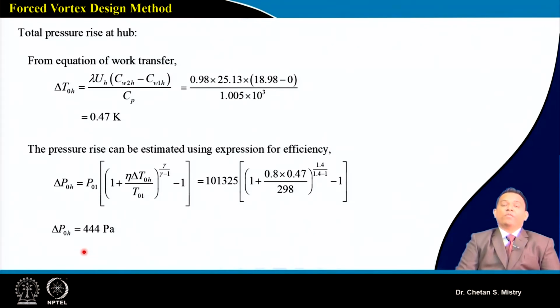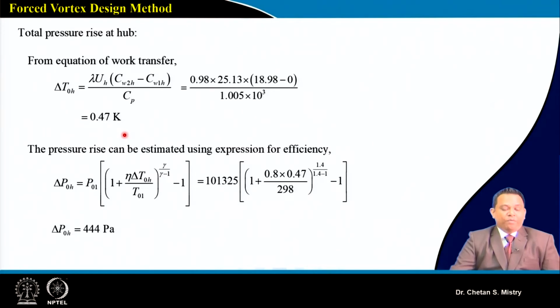Now the next parameter is very important in this method. We have seen our work is varying throughout my span, because it is changing with r square. So in order to take care of that, we need to calculate my delta T0 at a particular station. We need to check what will be our delta P0. From our fundamental equation, delta T0 at the hub is given by this formula. We are comparing our aerodynamic work and our thermodynamic work. If we put in this number, it says my delta T0 at the hub is coming 0.47 Kelvin.